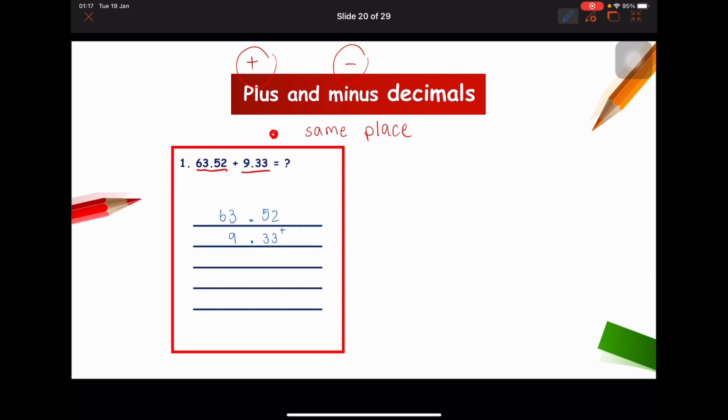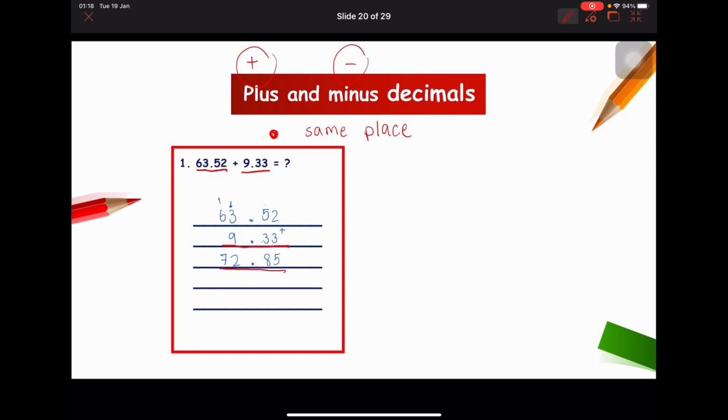Start from right to left. 2 plus 3 equals 5. 5 plus 3 equals 8. And look at this. 3 plus 9 equals 12. You write number 2 and put number 1 here. 6 plus 1 equals 7. Don't forget about the decimal point. Finish like that. So easy, right?